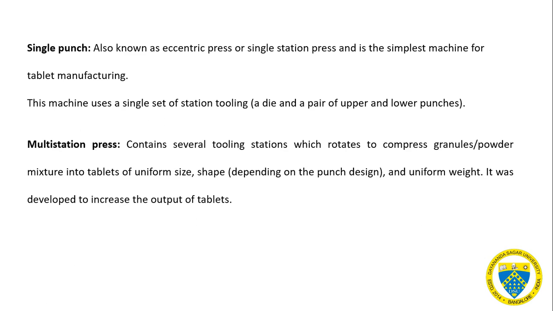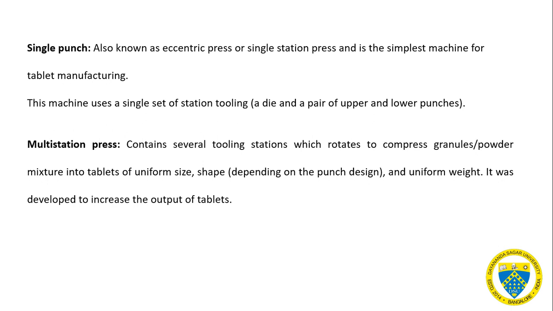The single punch is also known as the eccentric press or single station press, and it is the simplest machine for tablet manufacturing. This machine has only a single set of tools. Tools are nothing but a die, an upper punch and a lower punch. So a single punch has only one pair of upper punch and lower punch along with the die, and only one tablet is compressed at a time. Hence the name single punch.